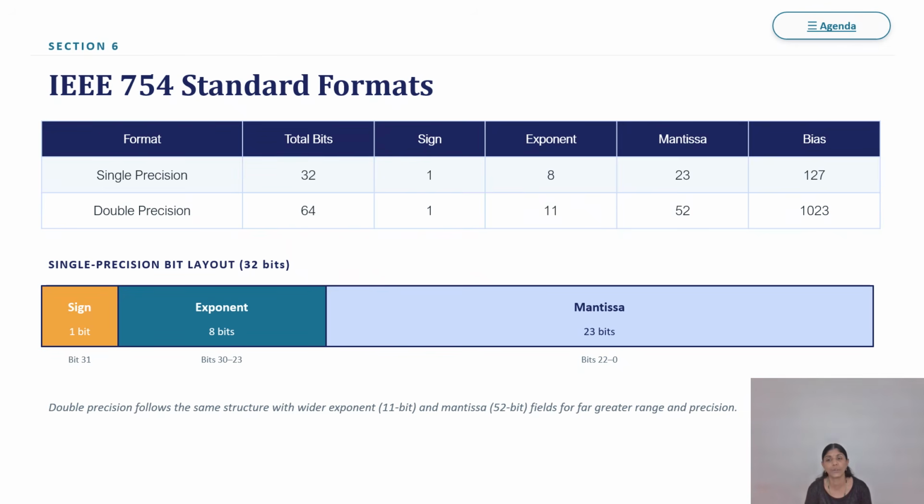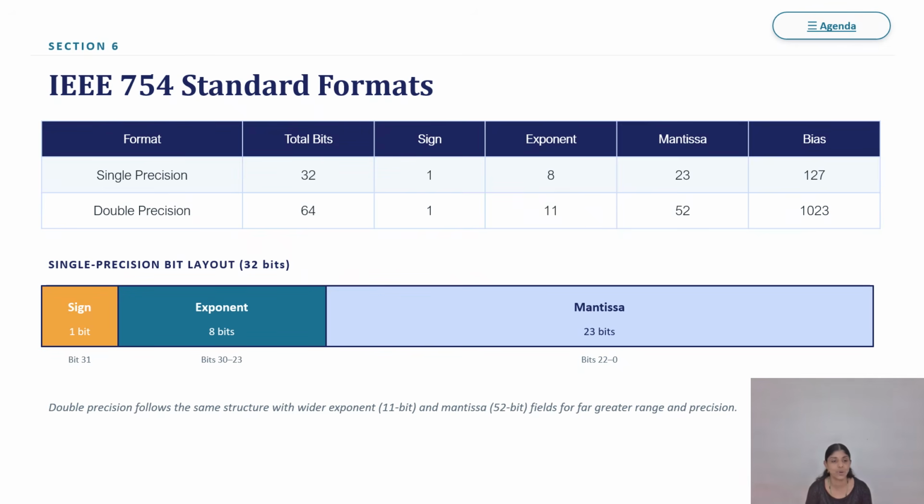What is the next one you learned? 2 power e minus b. What does that e represent? It is the exponent. So for single precision, the exponent is 8 bits and for double precision, the exponent is 11 bits. The last one is the bias. Bias is a fixed offset. So what is the fixed offset for single precision? 127. For double precision, it is 1023.